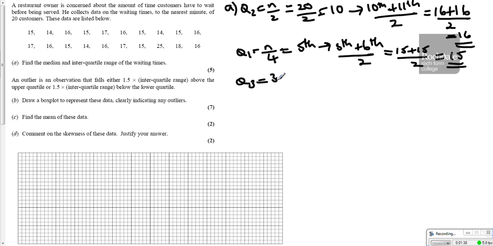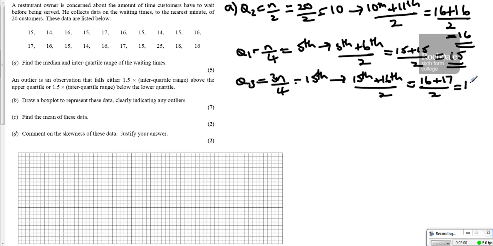Q3, 3n over 4. And if you work out 3 times 20 divided by 4, you get the 15th. So we want the 15th, add the 16th, half it. And here they are different. The 15th one, if you count through your list, is 16. And the 16th one is 17. Slightly confusing there. So when you add them together and half it, you get 16.5. So nice, easy 5 marks to start with.